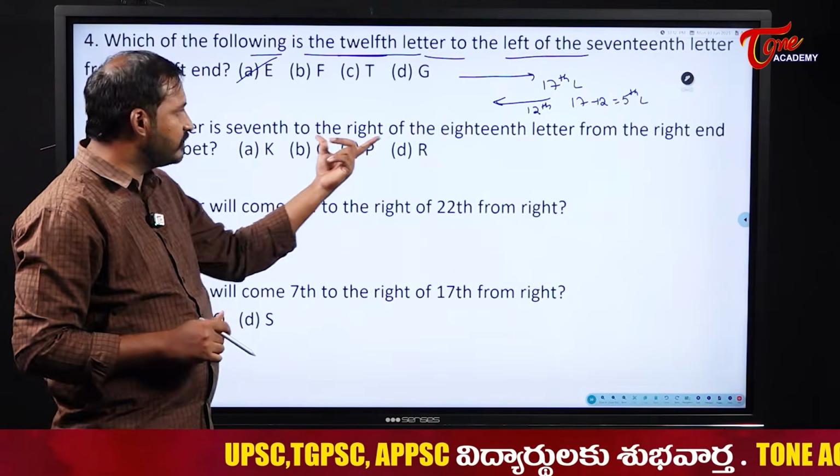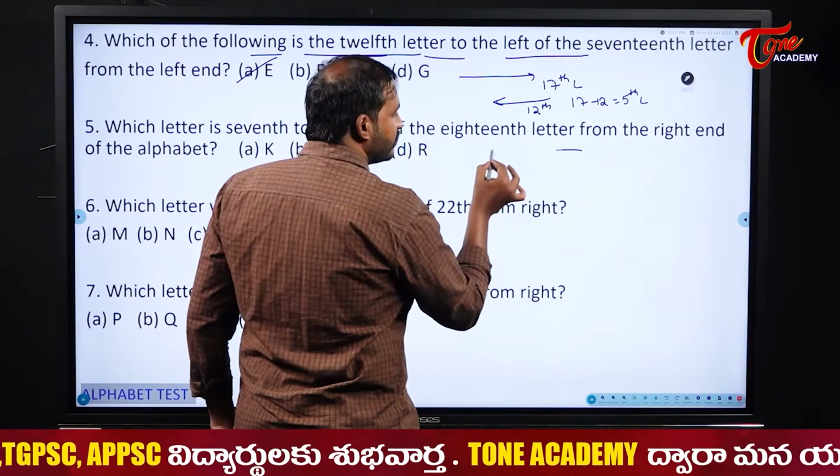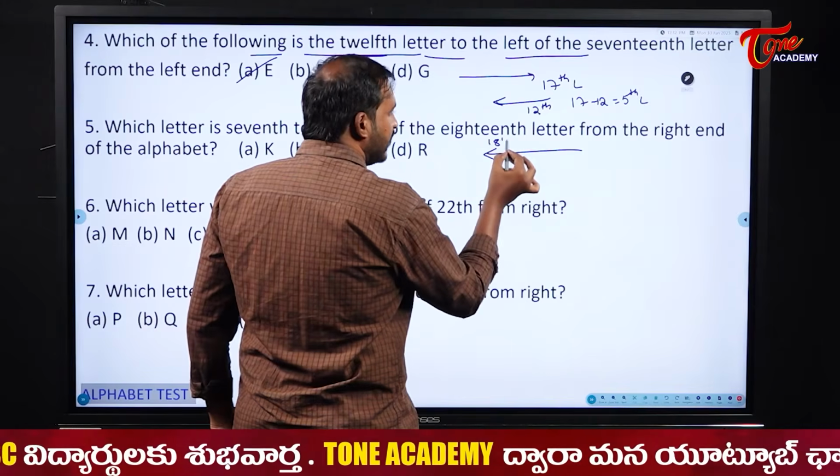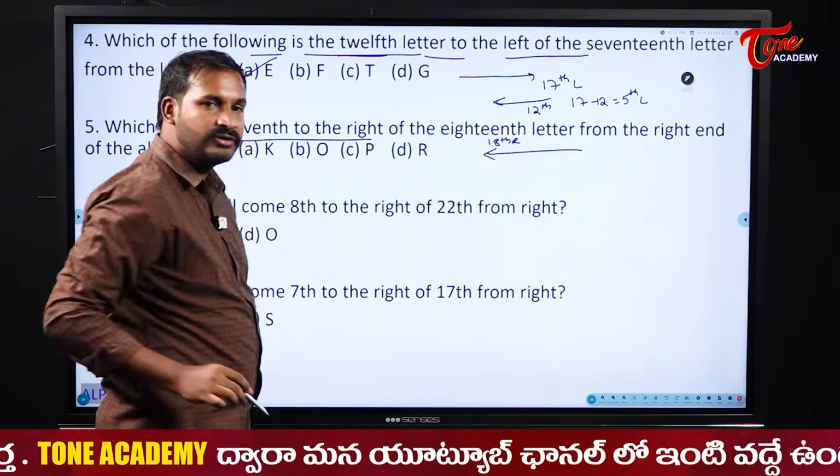Which letter is 7th to the right of the 18th letter from the right end? 18th letter from right end means you will move in this direction. Yes, sir. 18th letter from right. Okay. To its right. What right? 7th right. To its 7th right.